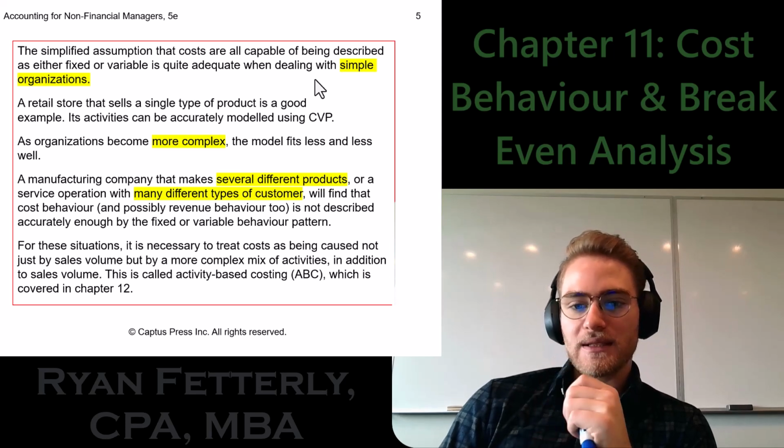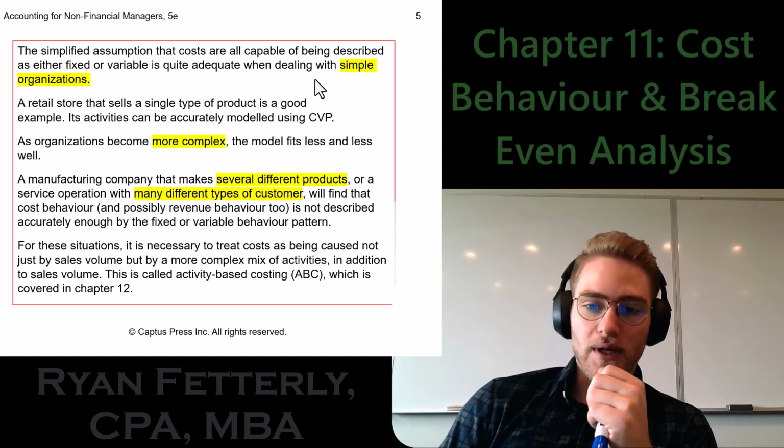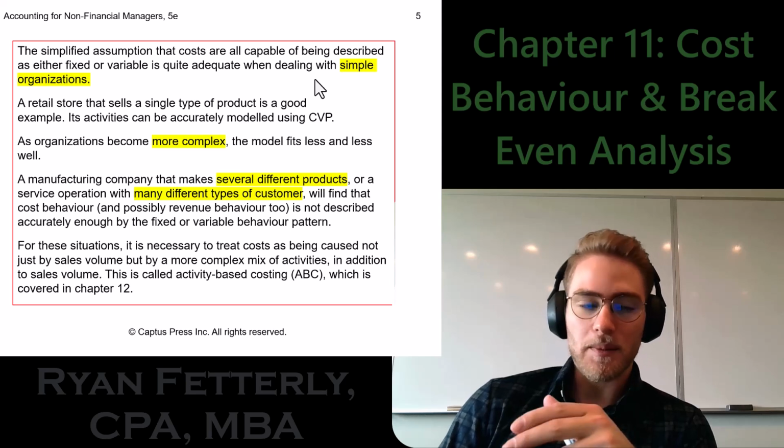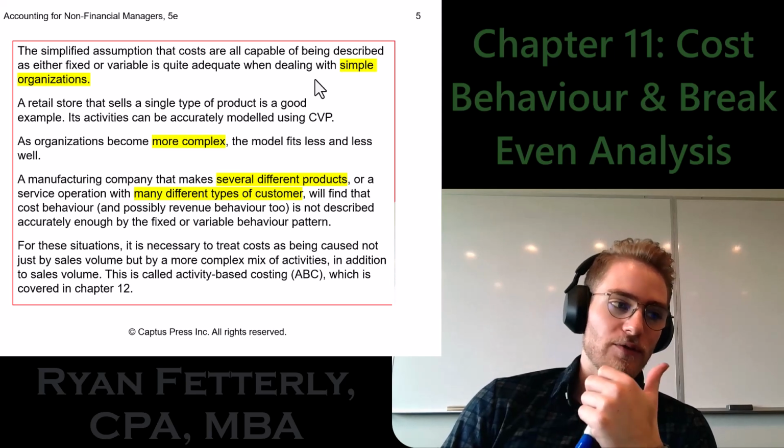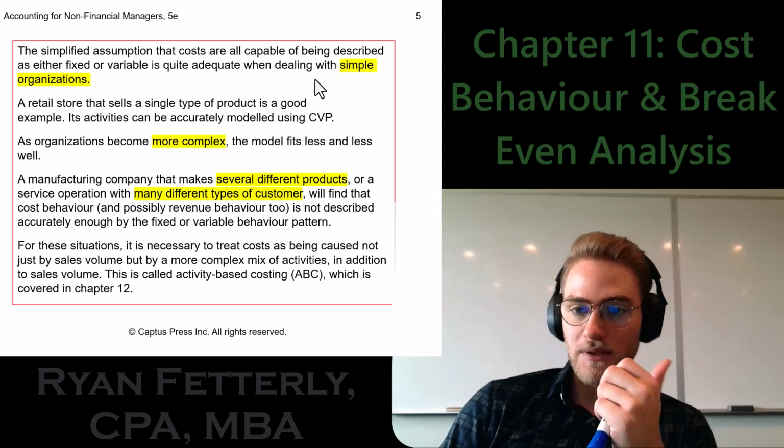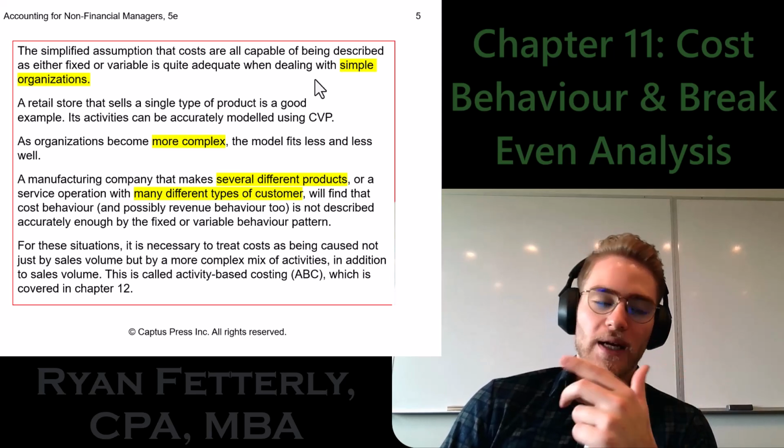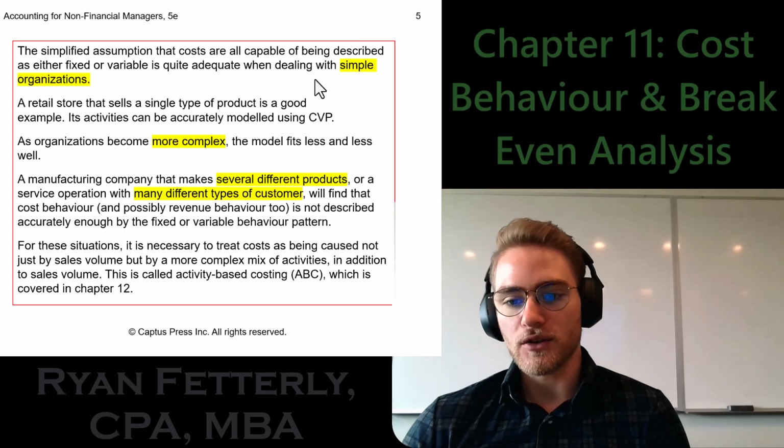So a retail store that sells a single type of product is good, right? Because you're only dealing with one type of product, that's one variable cost. So whatever you pay for it is basically the variable cost per sale, right? And then say maybe your overhead is the rent that you pay on your store, right?